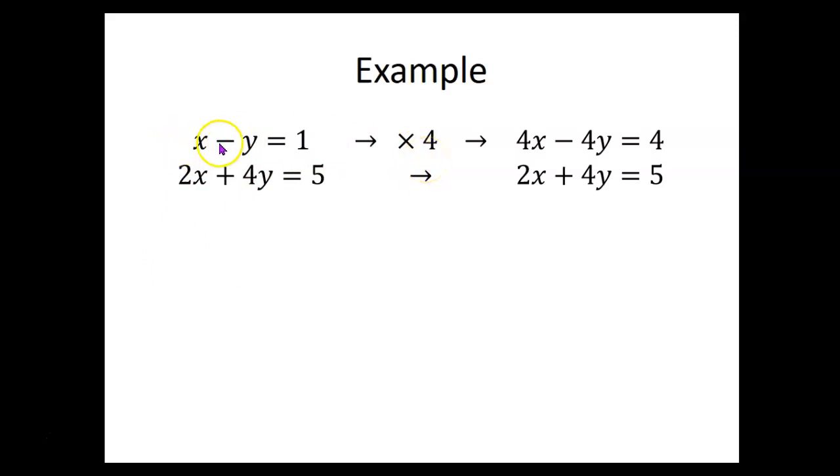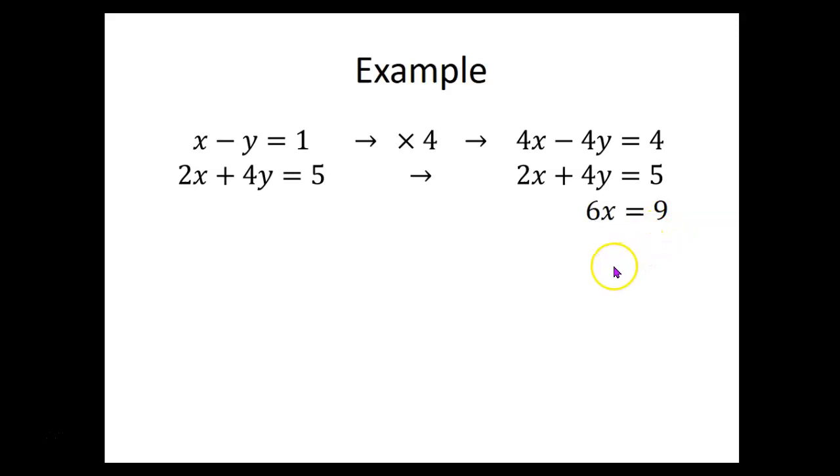I'm going to multiply everything on both sides of the top equation by just 4. And that will turn it into 4x minus 4y equals 4. The other equation, I'm just going to leave the way it is. I'm going to slide it over. And now the y's are all set up to kill each other off. So when I add the two equations together, I get 4x plus 2x is 6x. The minus 4y and the plus 4y just add up to 0. And on the other side of the equal sign, the 4 and the 5 add up to 9.